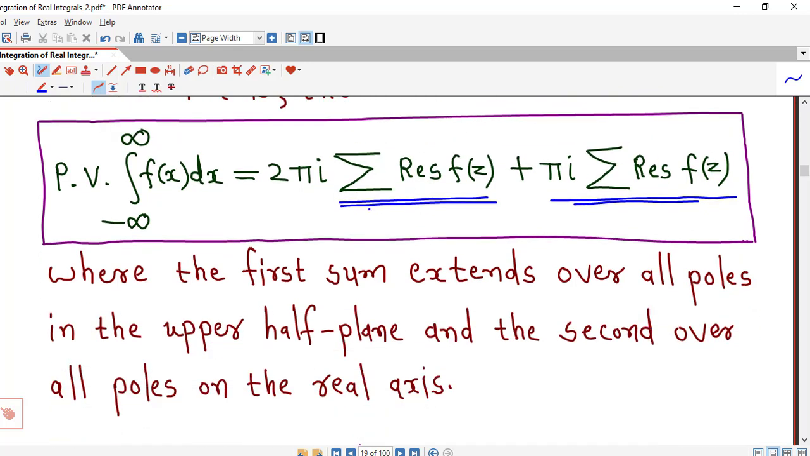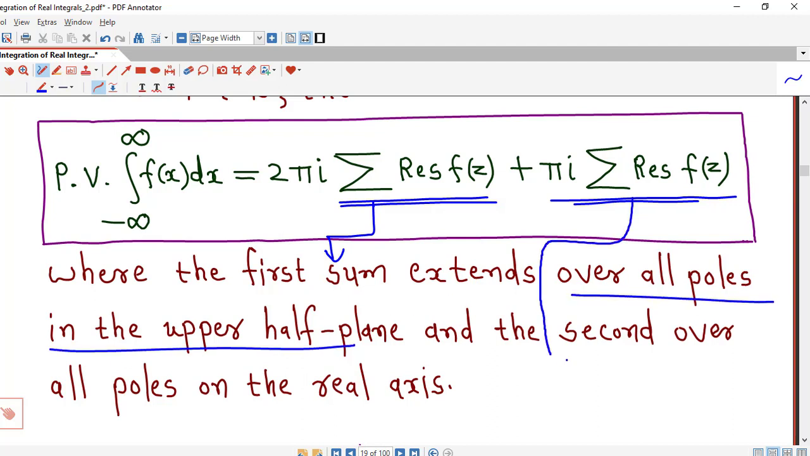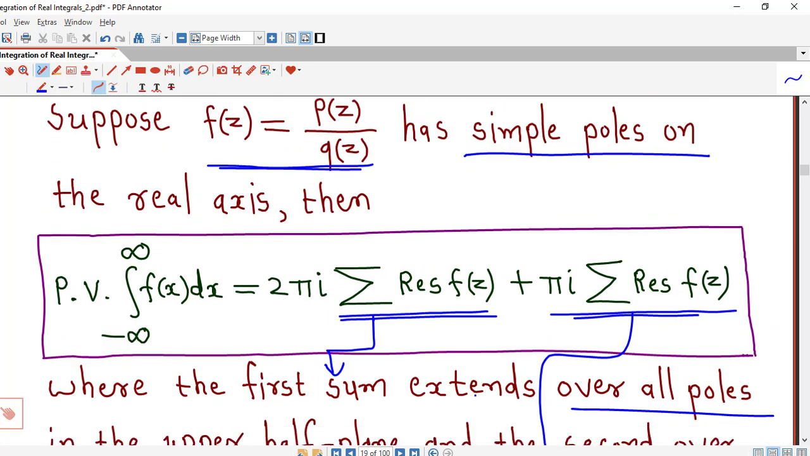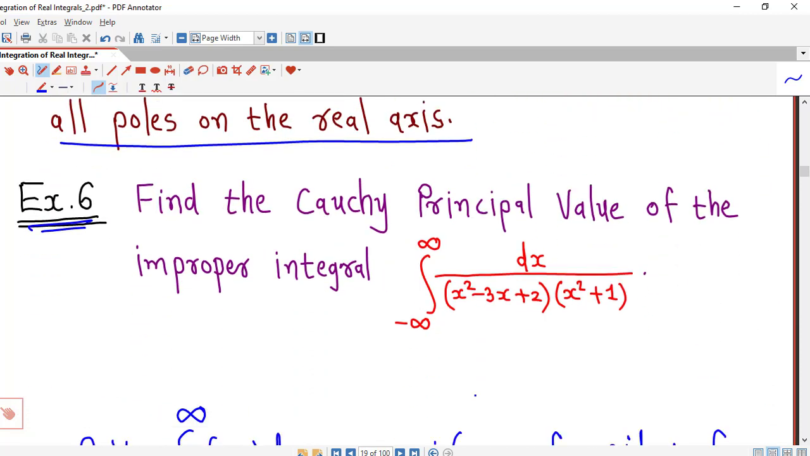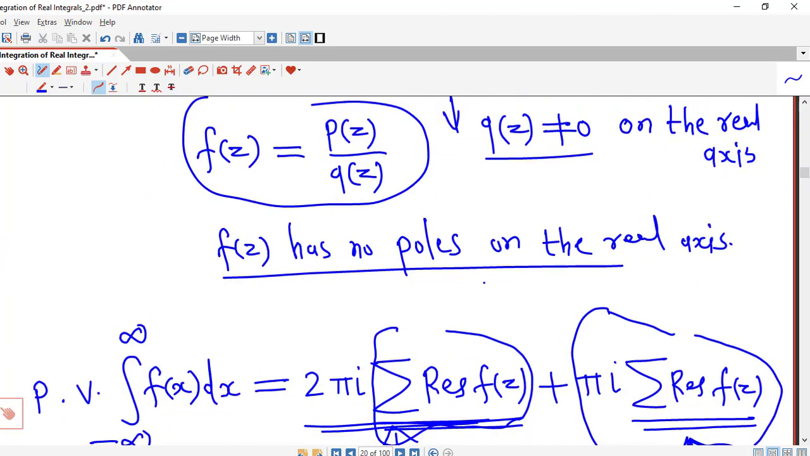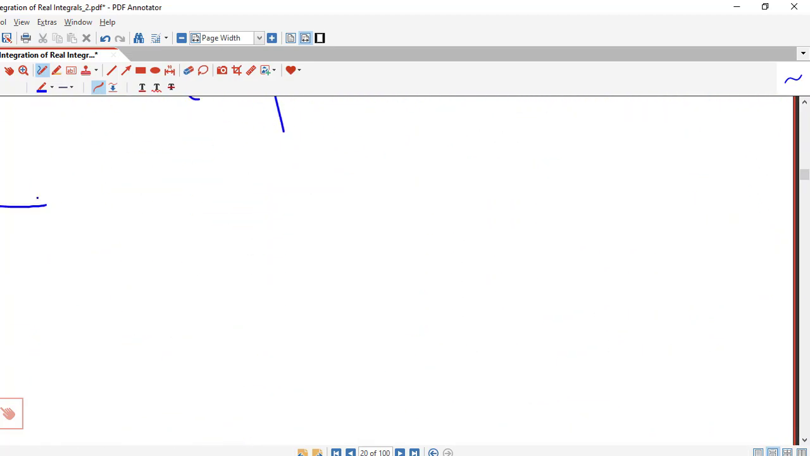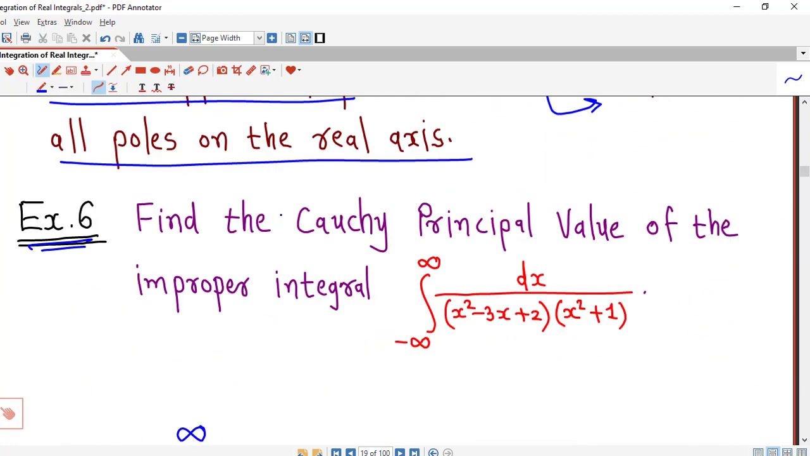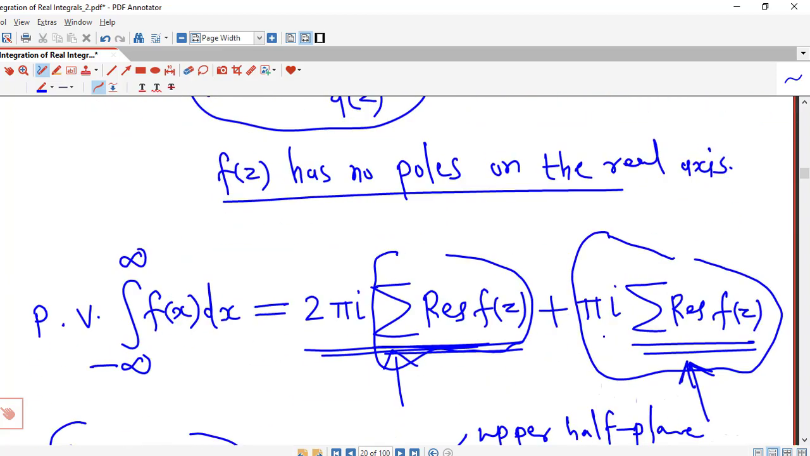Here we have written that the first sum extends over all poles in the upper half plane, and the second sum extends over all poles on the real axis. So with this formula we try to evaluate the Cauchy principal value of this improper integral. First we write down the given function. Our function f(x) in this example is 1 divided by (x squared minus 3x plus 2) times (x squared plus 1).